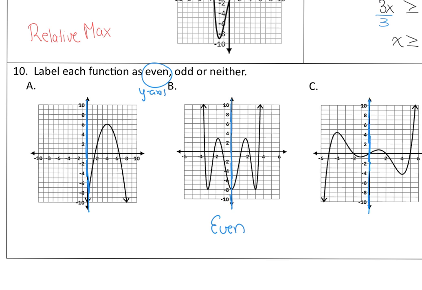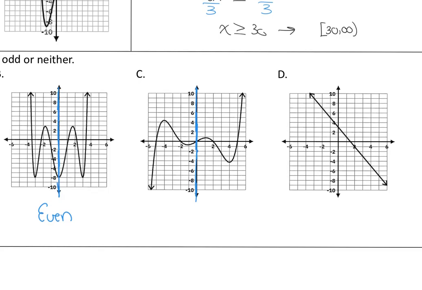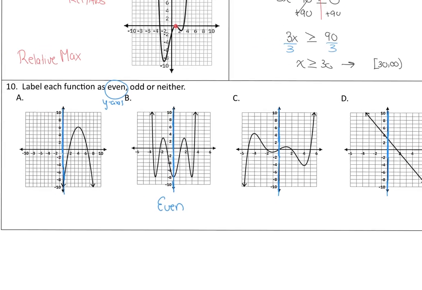On letter C, it cuts me in half, but I don't mirror image the dot over here, so that's not even. And the last one, I draw my y-axis, this dot should be reflected over here, so it's not even for that graph either. So we've labeled the one even.